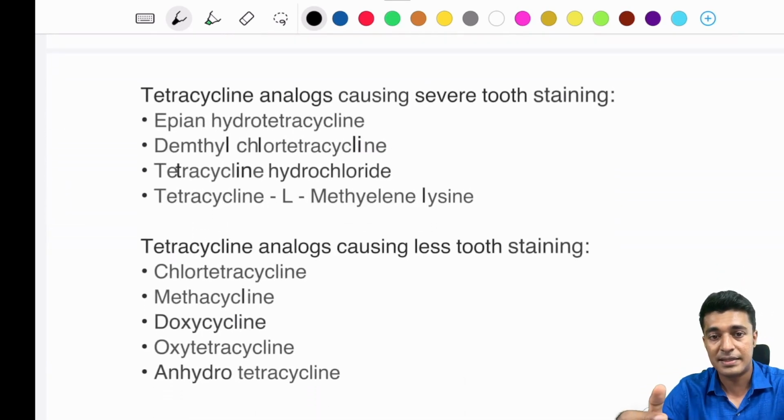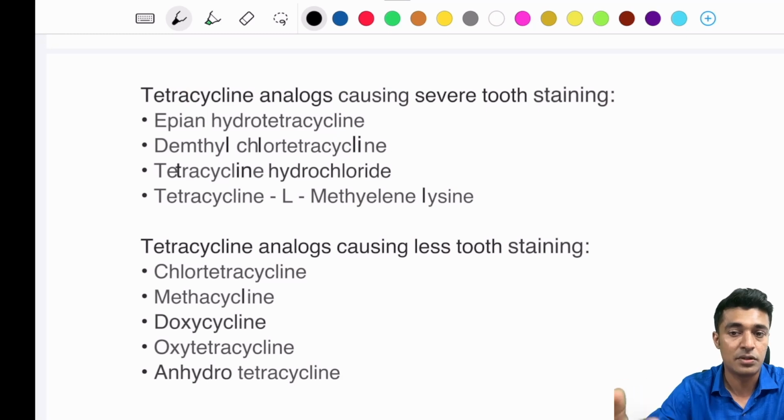The tetracycline analogs that do not cause tooth staining include doxycycline, methacycline, oxytetracycline, and anhydrotetracycline.